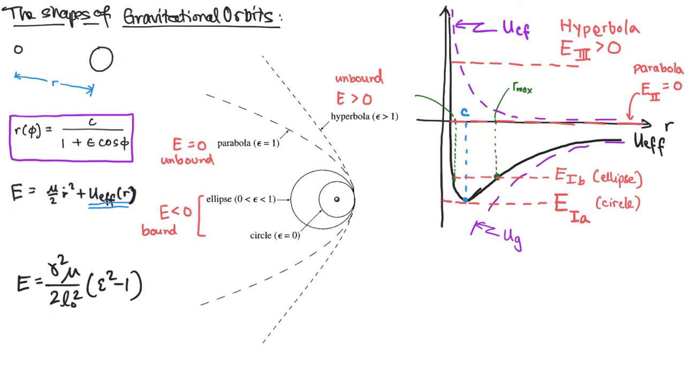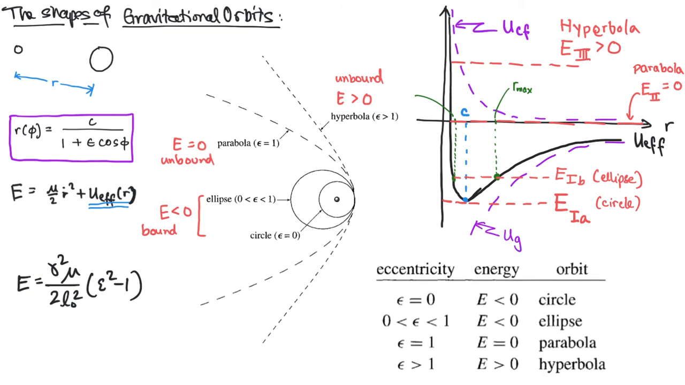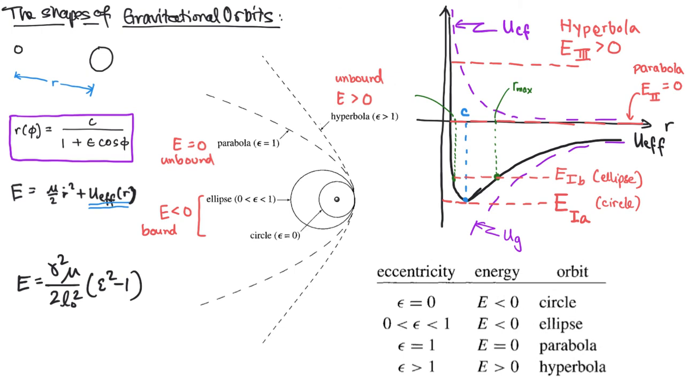And the final thing is I'll put in a summary table that summarizes the relationship between eccentricity, energy, and the orbital shape. This table, again, is from Taylor. We have different ranges for the eccentricity. The first two rows correspond to bound orbits. Eccentricity is less than 1 in both of those cases. And then we have the two unbound orbits, the parabola and the hyperbola.